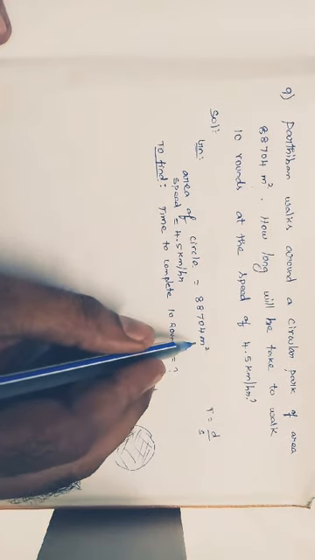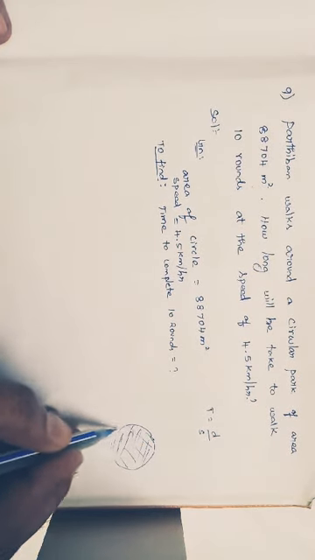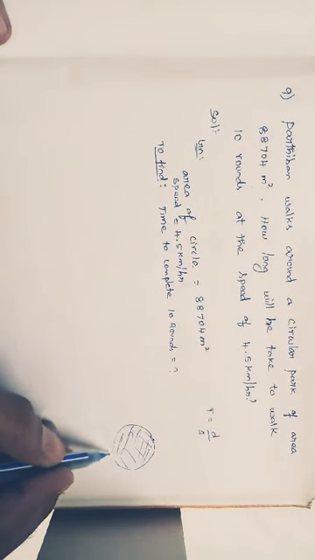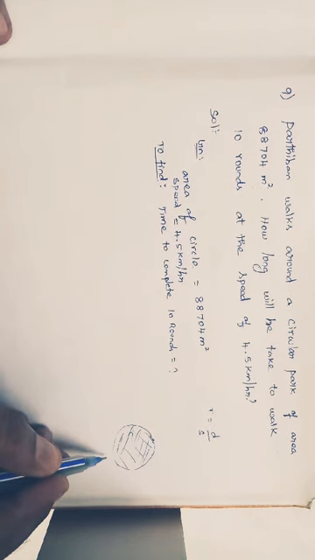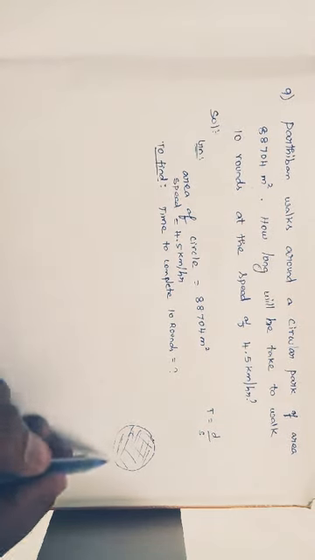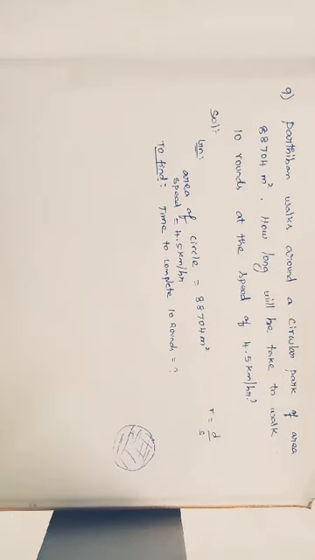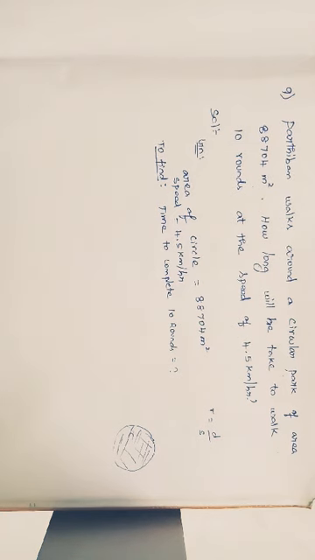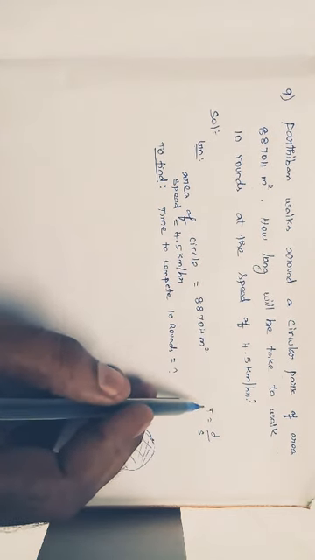Area of a circle is 88,704 meter square, right? So suppose he is walking around the circular park. If you know the circumference of a circle, that is nothing but the distance traveled in one round, right? If you multiply by 10, then we get the distance traveled in 10 rounds. And if you know the speed, distance divided by speed gives the time to complete 10 rounds.